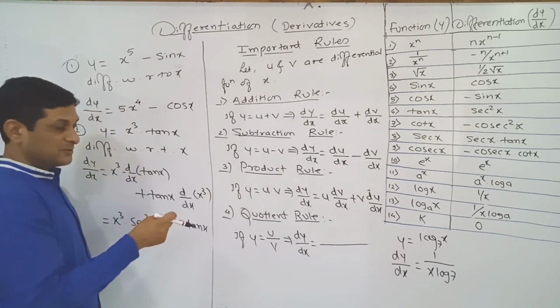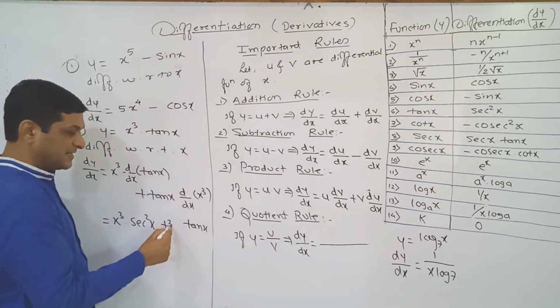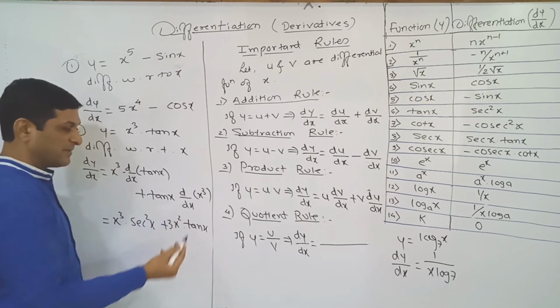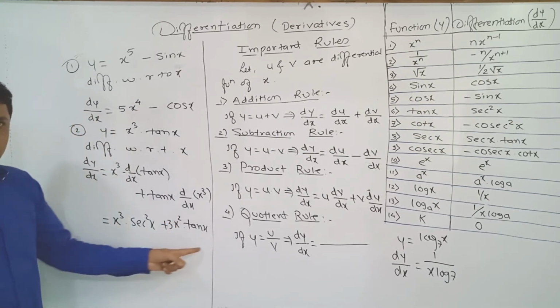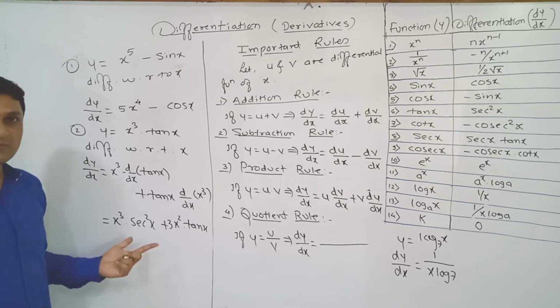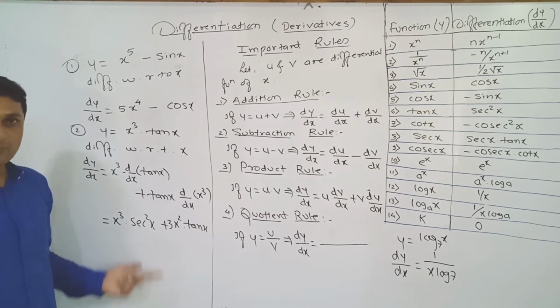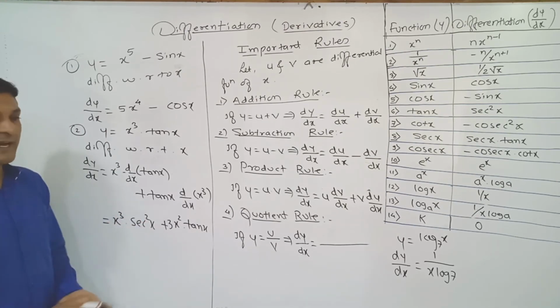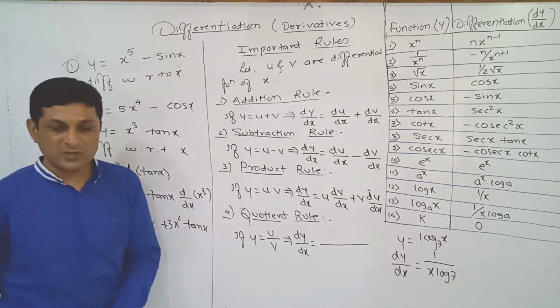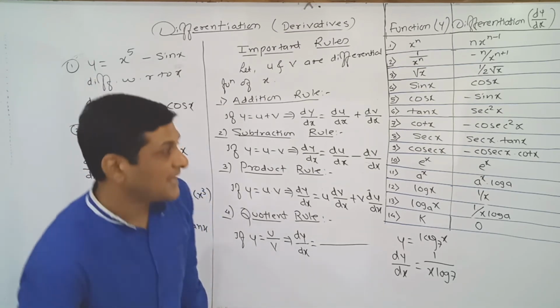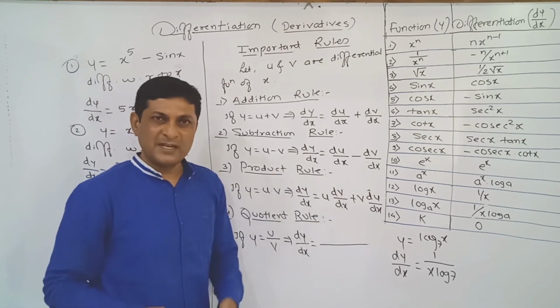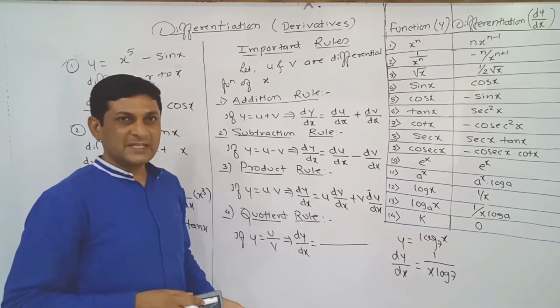According to that formula, first take this power as a coefficient and decrease the power by 1. Once the differentiation is known to us, if it can be simplified, you are able to simplify it. So I hope the idea about how to apply the product rule is clear. Later on we will solve some examples applying this rule also.